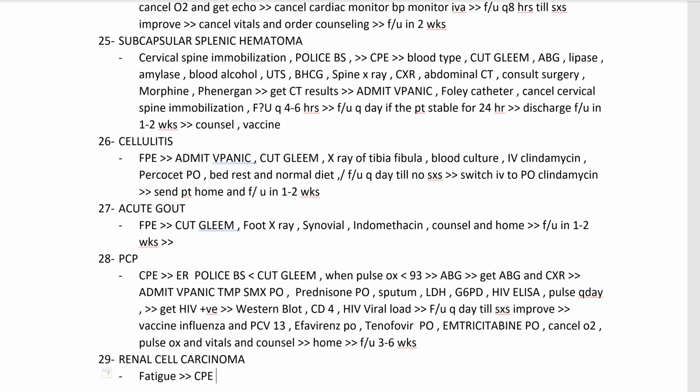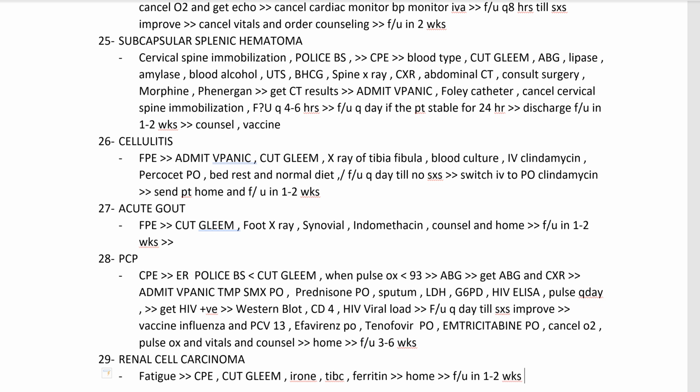Okay, and then you want to order CBC, and urinalysis. Okay, you want to do iron, TIBC. That's an important one here. Ferritin. Okay, and then you send him home. And then you follow up in 1 to 2 weeks.